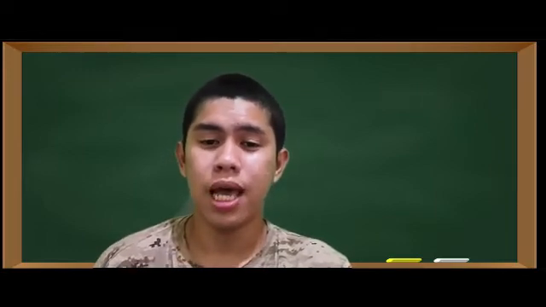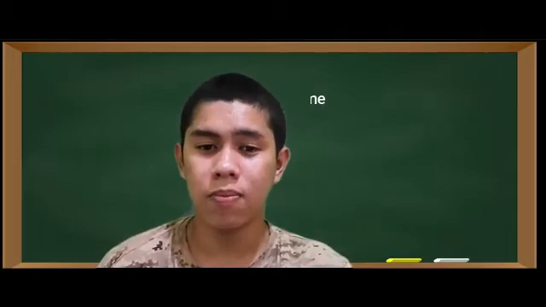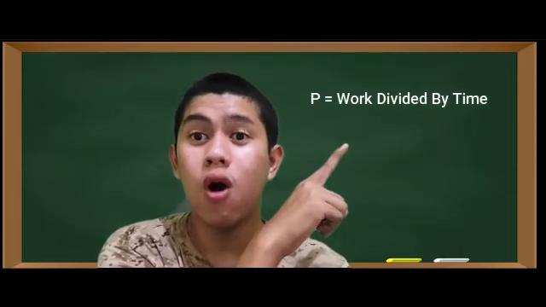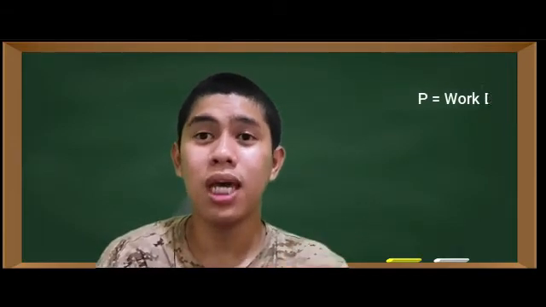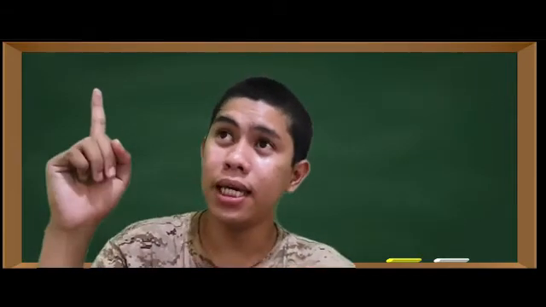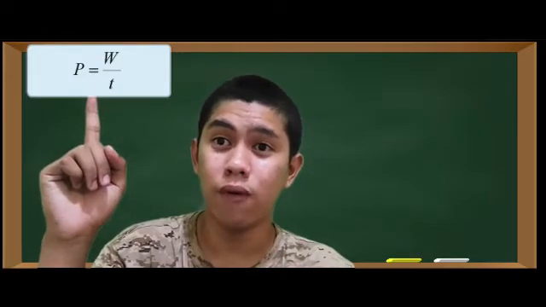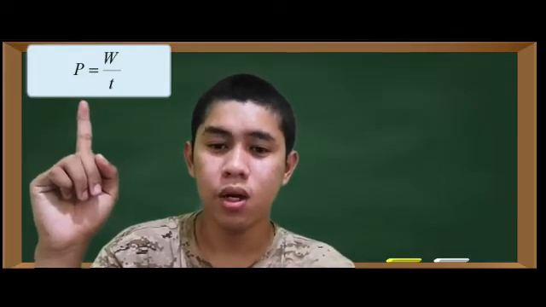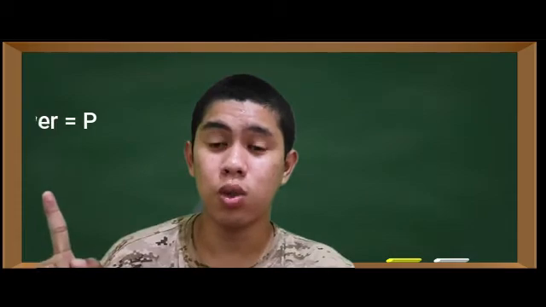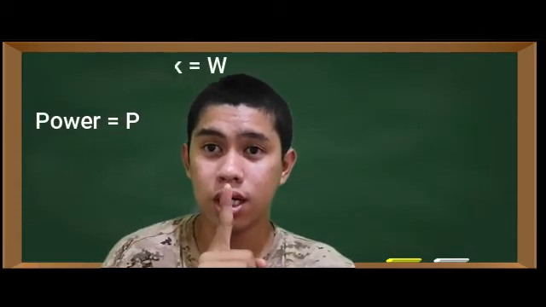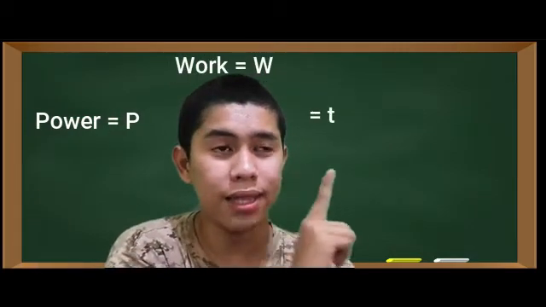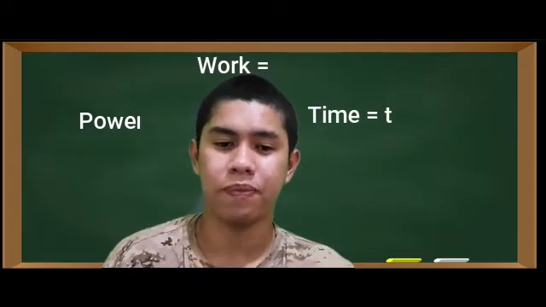So, how can we get power? What is the formula for power? As discussed, power is the rate of doing work. Therefore, it can be calculated by work over time. So, we can say that P equals W over T, where power is equal to P, work is equal to W, and time is equal to T.